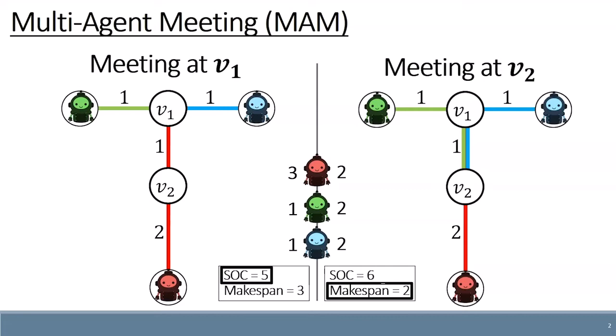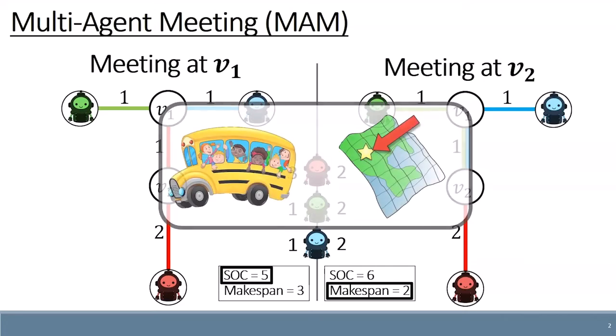Multi-agent meeting has many real-life applications, such as choosing a gathering point for multiple traveling agents, or suggesting a meeting location that needs to be close to important surrounding locations.